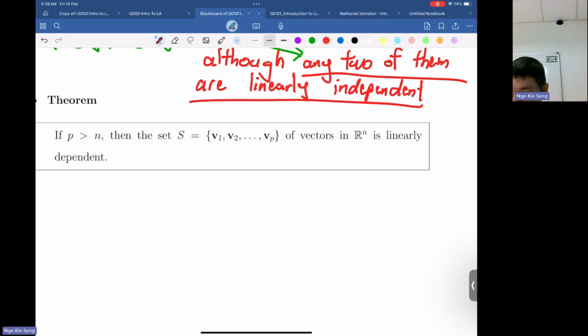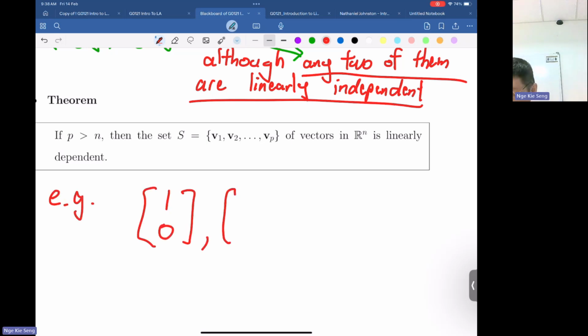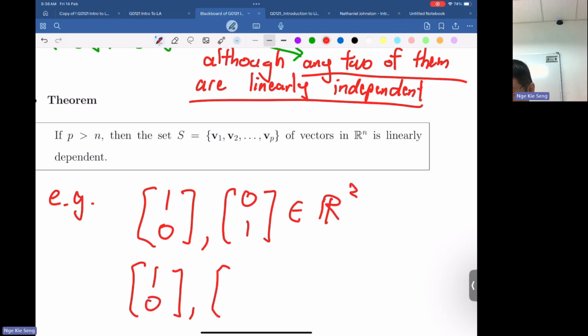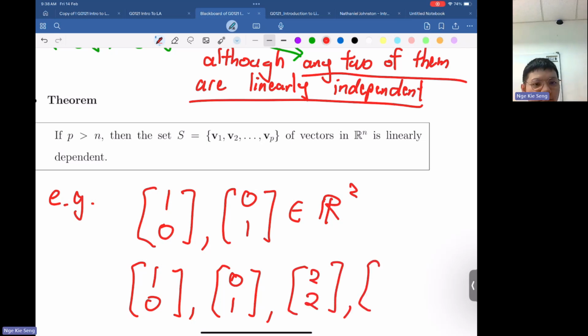So there's only really one example I want you to keep in mind. Let's say you have R2, but you have more than two vectors. Then they should be linearly dependent. We won't prove it, but this is a very interesting fact. Actually, not hard to prove, I guess, but a bit technical.